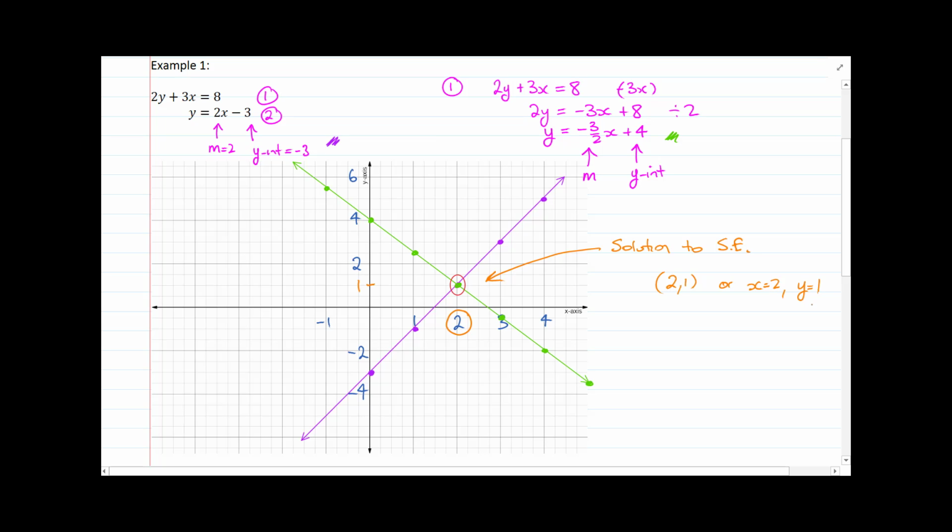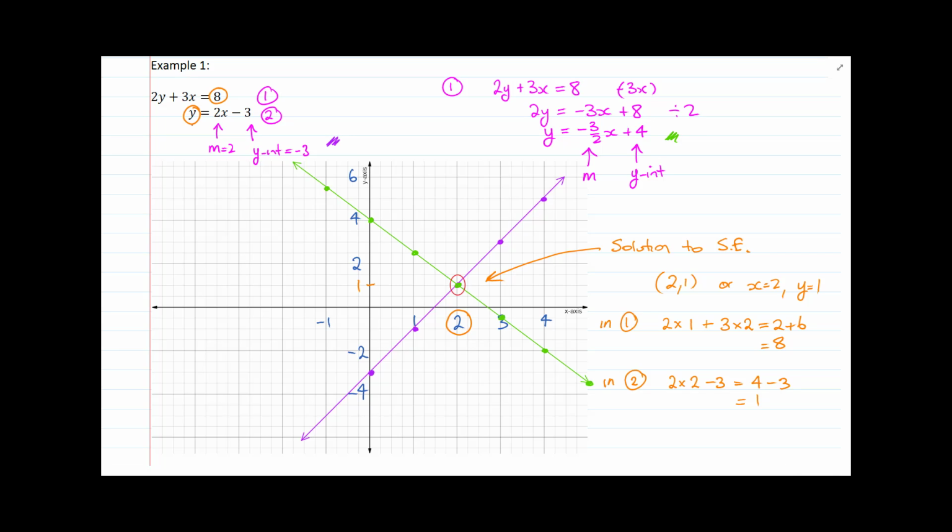And it's really important now that we go through and just verify this solution. So first of all, in equation number 1, I get 2 times y, which is 2 times 1, plus 3 times x, which is 3 times 2. That's equal to 2 plus 6, which equals 8, which is what we expected. So it works for equation number 1. And in number 2, on the right-hand side, I get 2 times 2, that's my x, minus 3, and that's equal to 4 minus 3, which is equal to 1. And I wanted it to equal 1 because y is equal to 1. So it works in equation number 2 as well.